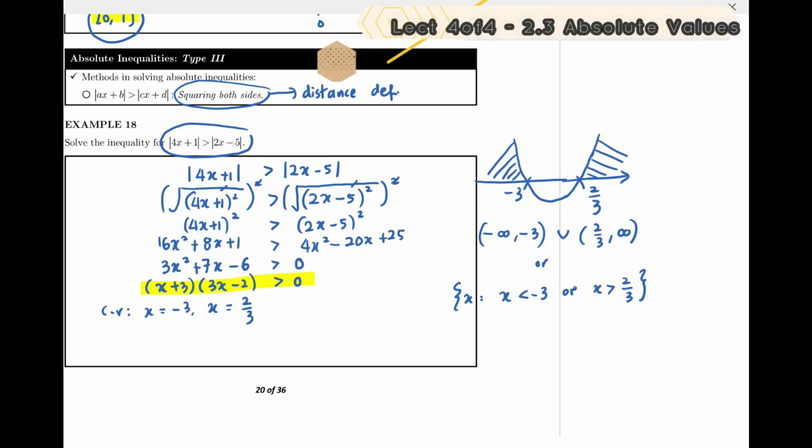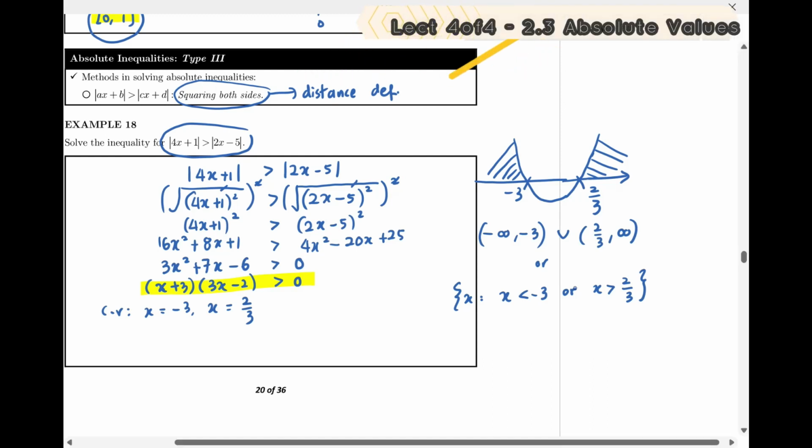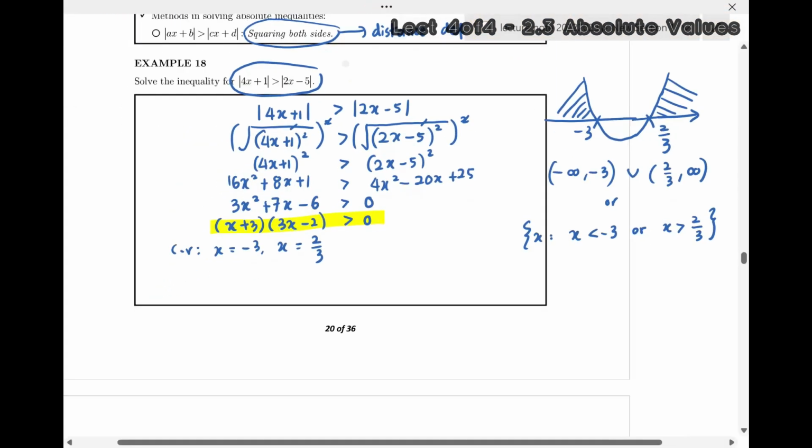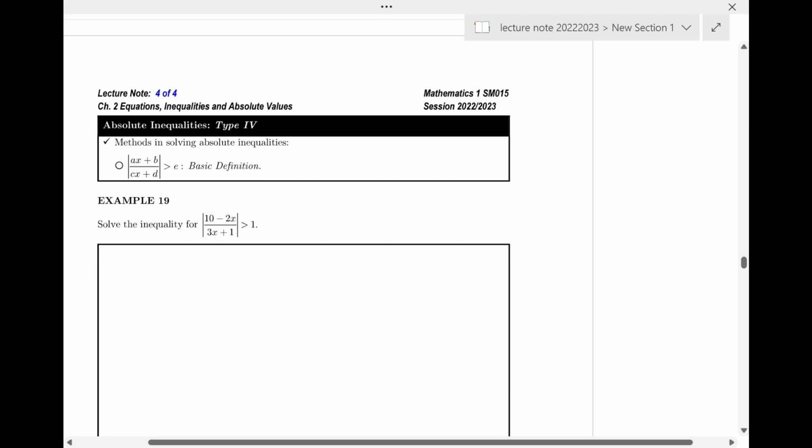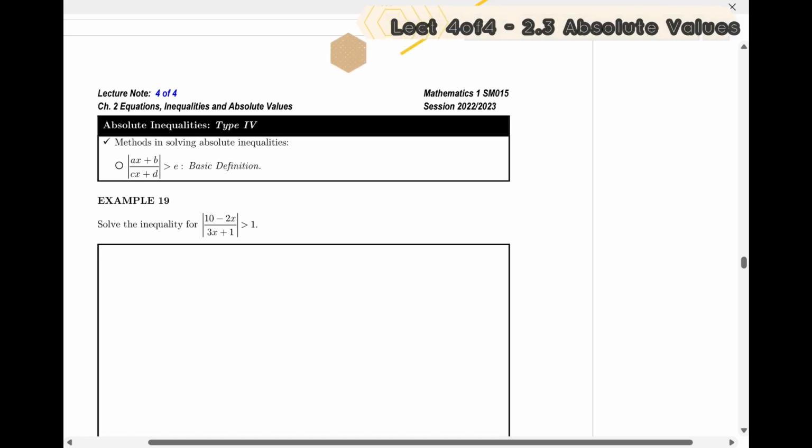So the last one should be the absolute inequalities involving ratio. Okay, ratio. So this is type 4. Methods in solving absolute inequalities for ratio or rational expression. The only one we can use is by using basic definition. Of course, actually, we can also use squaring both sides. But in order to standardize our method, just use basic definition.